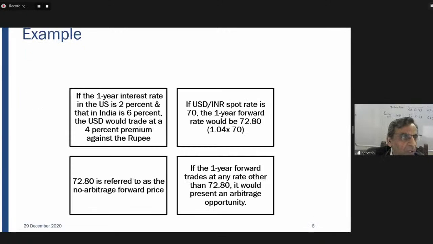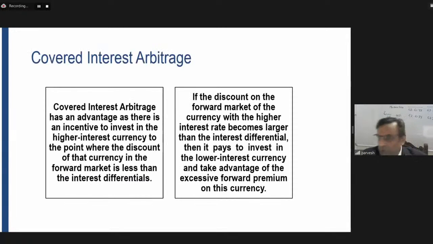Now, look at these two boxes, it will give you clarity. The covered interest arbitrage has an advantage as there is an incentive to invest in a higher interest currency to the point where the discount of that currency in the forward market is less than the interest rate differential. Now, since the US dollar has not appreciated up to 4%, or the rupee has a discount of 4% compared to the dollar, it will always be better to invest in the higher interest rate currency. So that is the covered arbitrage.